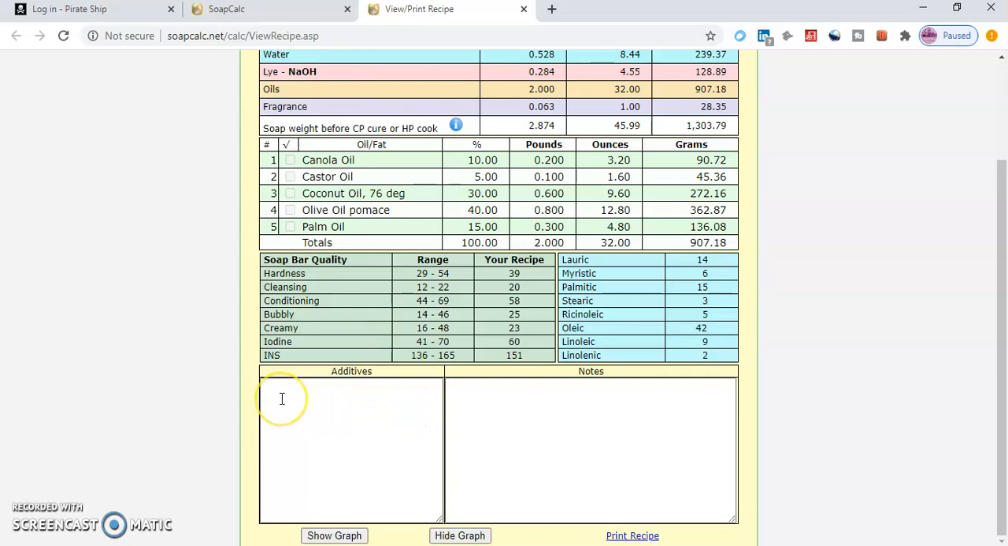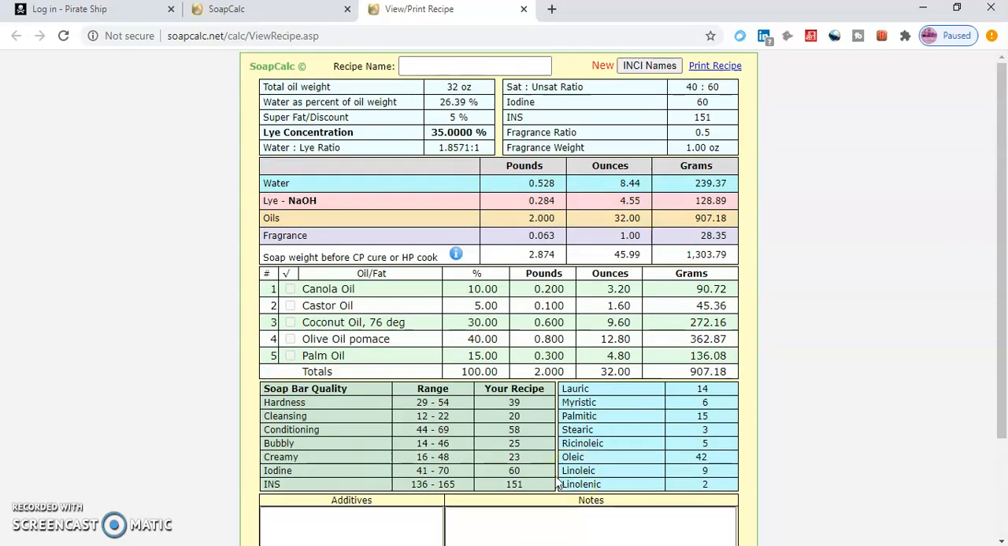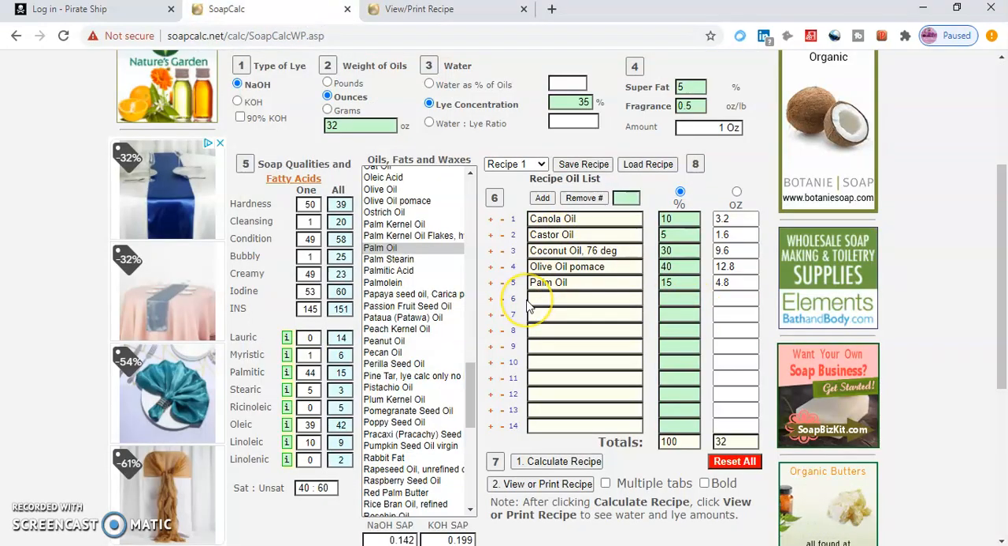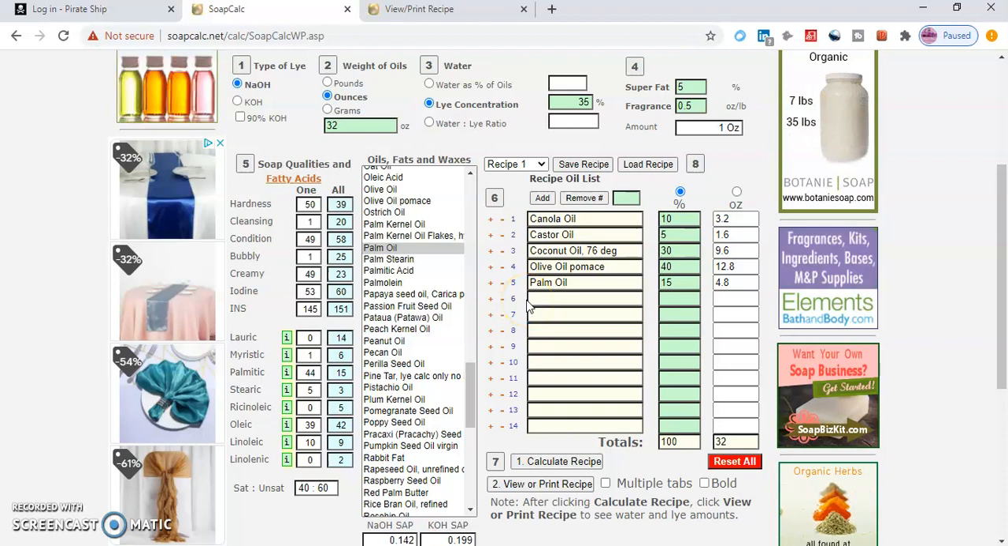So if I were putting milk, my additive would be goat milk. If I were putting any kind of clays, bentonite clay, kaolin clay, whatever, it would go right here. Any fragrances, any notes or anything that I notice, if my fragrance may have riced or seized or whatever activity happened, a lot of times you'll see that I'll write notes right in here. So I hope this helps you guys to understand what your lye concentration is at a snapshot, to help you on your soap making journey.